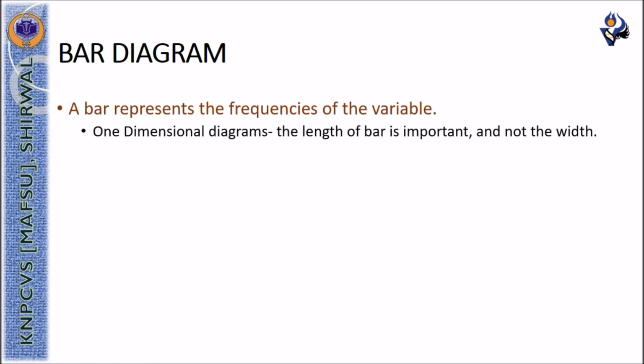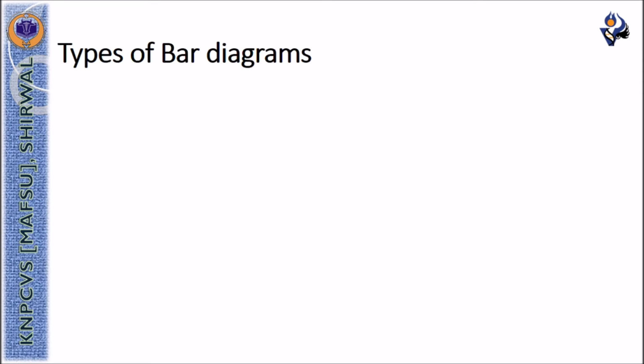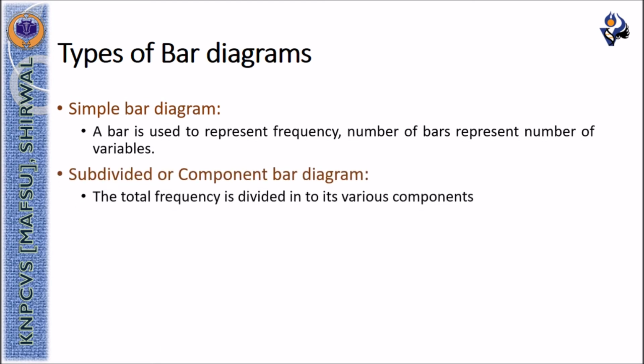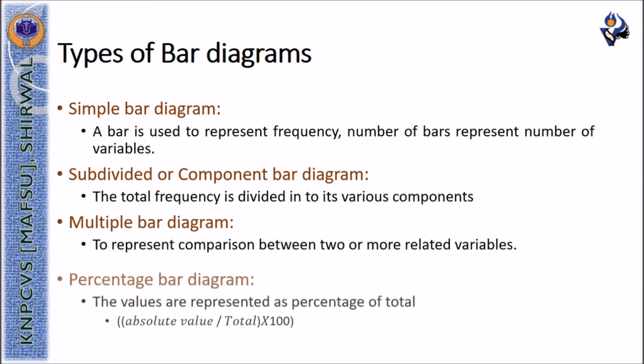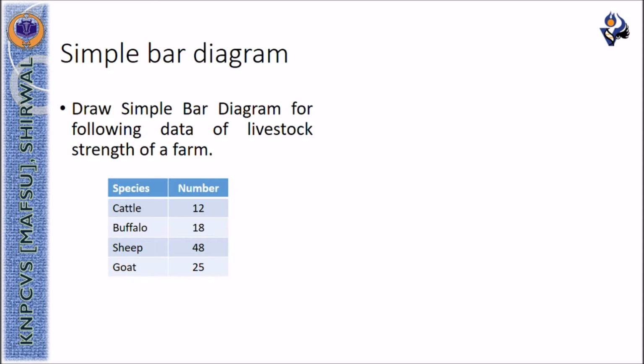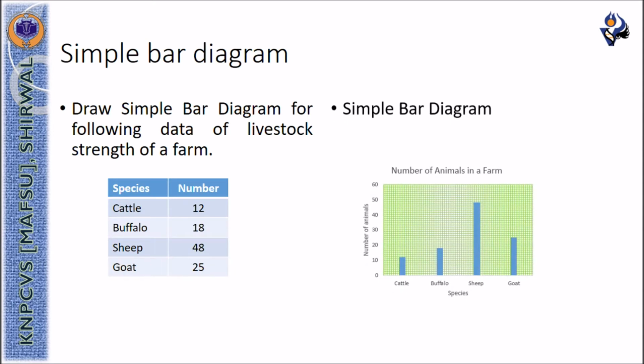If a bar is used to represent the frequencies of the variable, the diagram is known as a bar diagram. It is also a one-dimensional diagram. There are various types of bar diagrams such as simple bar diagram, subdivided or component bar diagram, multiple bar diagram, percentage bar diagram and bilateral bar diagram. The livestock strength of a farm here is represented with the help of a simple bar diagram.